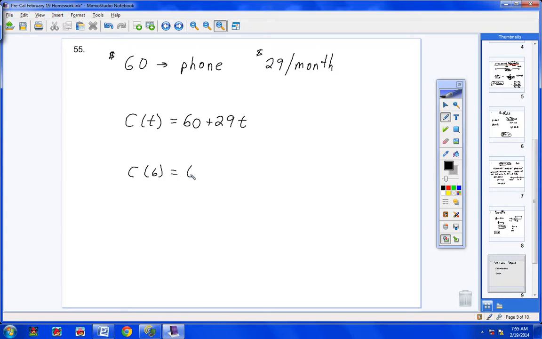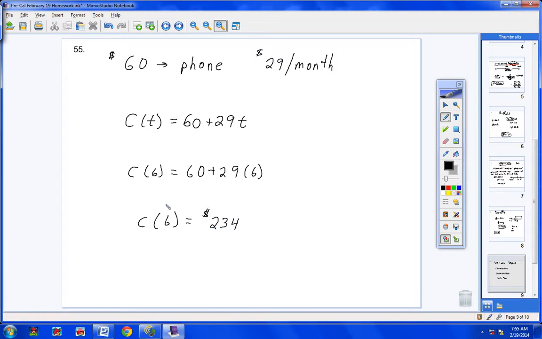C of 6 equals 60 plus 29 times 6. That's it for 6 months. If you type this in correctly, you will get this out. C of 6 just simply means you put 6 in for t. C of 6 would equal $234. So that's the total it would cost you for 6 months.